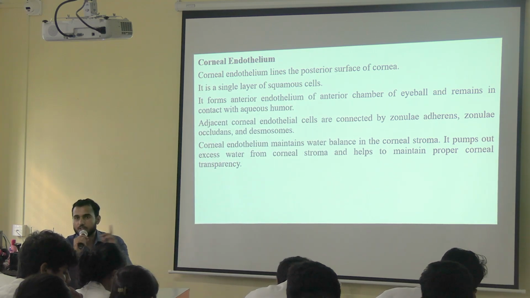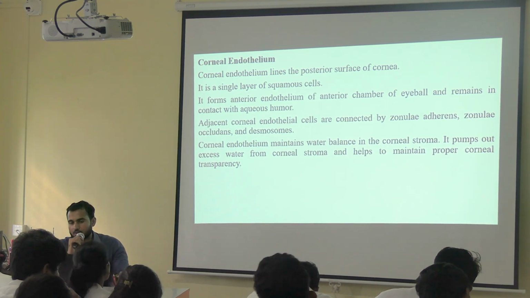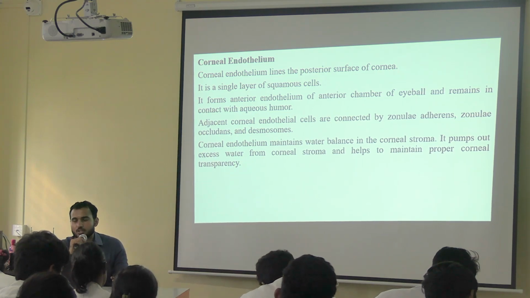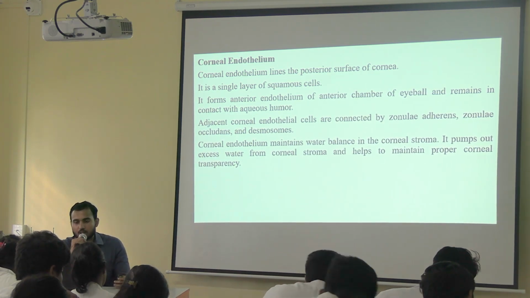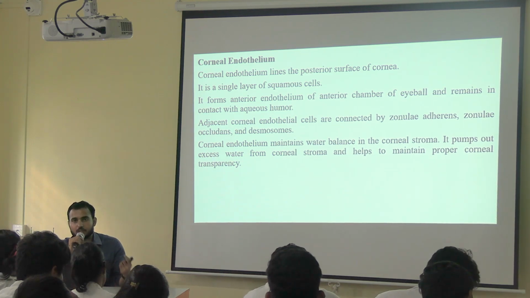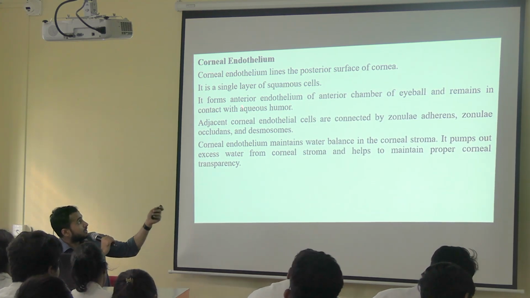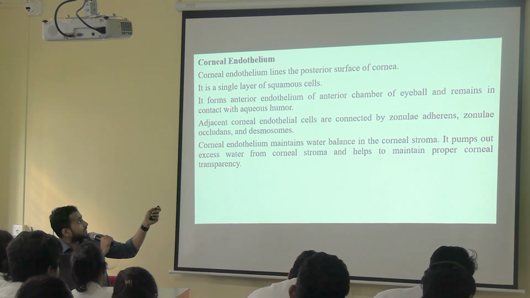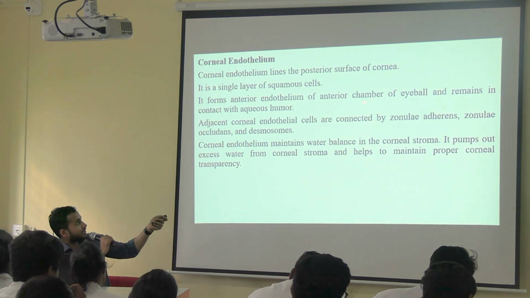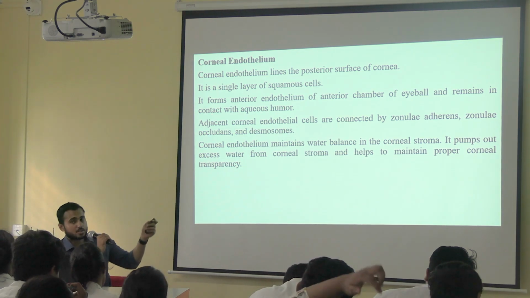Next is the corneal endothelium. Now, this layer is very important for the cornea. Why is it important? First of all, it lines the posterior surface of the cornea. Which type of cells are present? Simple squamous epithelium, that also in a single layer. Next, you can see this is the endothelium of the anterior chamber of the eyeball, and it is in direct contact with the aqueous humor.